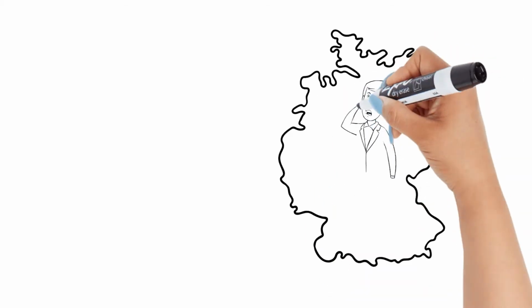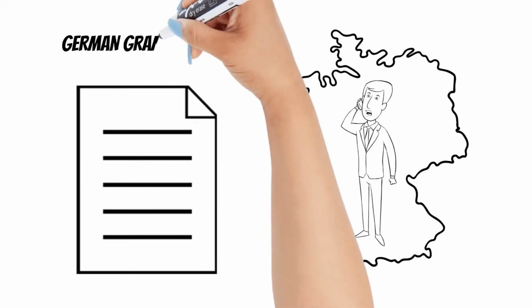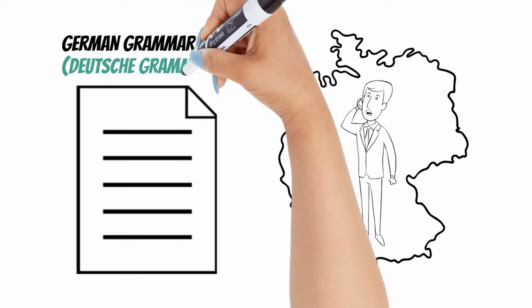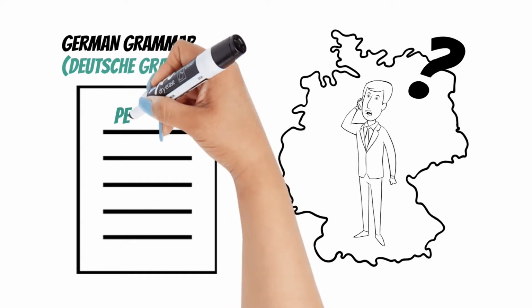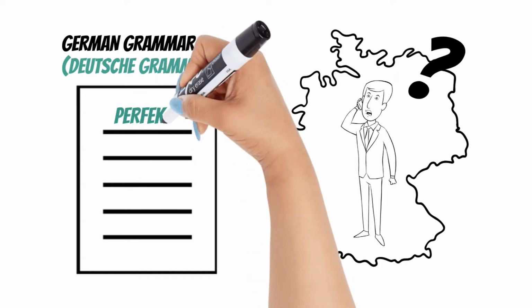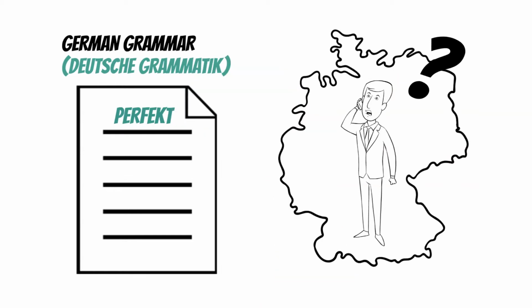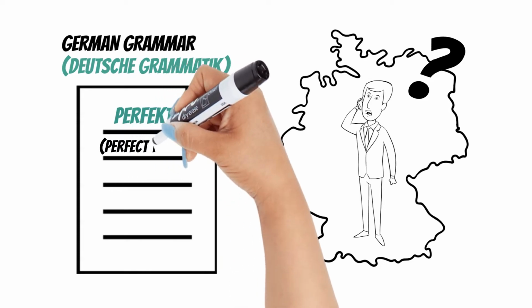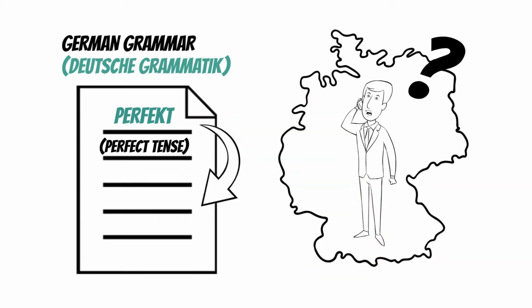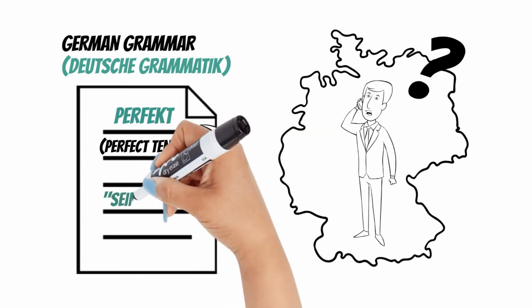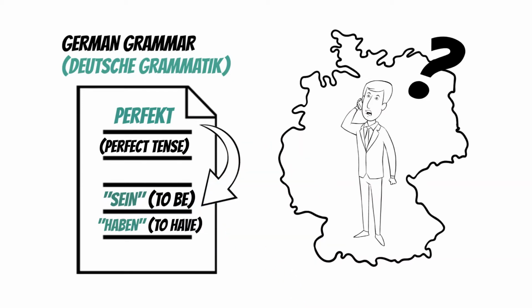Hey, this is Alex. He's still learning German and sometimes he has a few problems with the German grammar, or in German, Deutsche Grammatik. Especially with the perfect tense. He is sometimes confused, or in German, perfect. And this confusion comes with the big question: when to use sein and when to use haben.